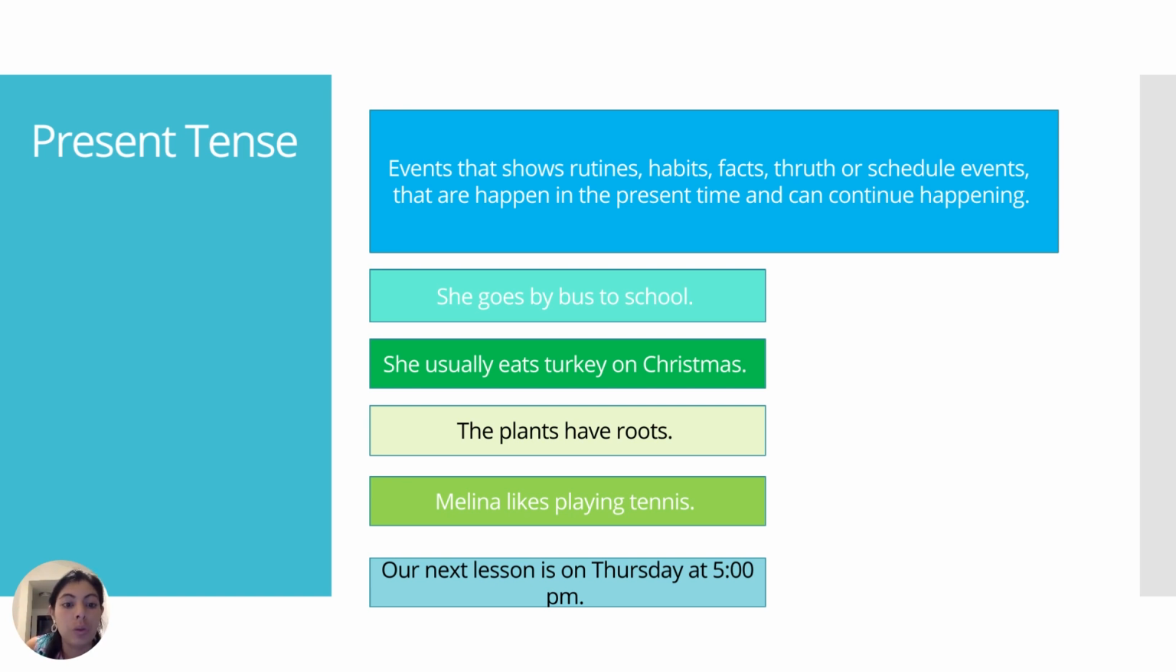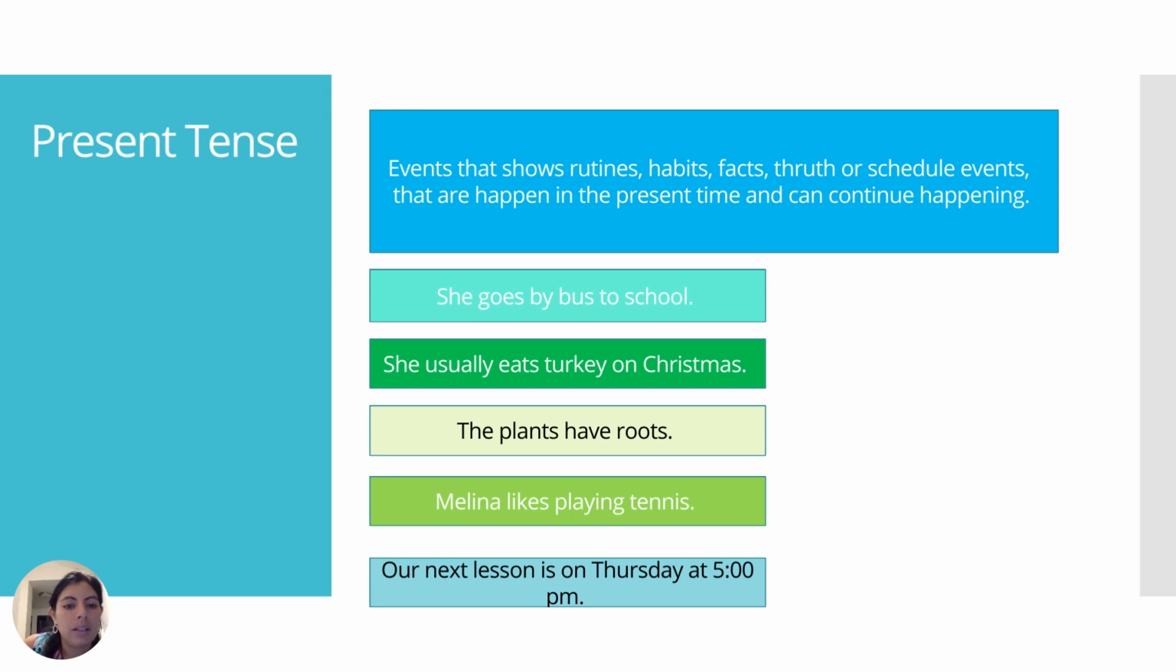Then we have something else that is a truth. The plants have roots. It is something that there's no discussion about. We know that all the plants have roots because they need the roots to grow, to eat, to drink water, etc. So all the plants have roots. This is something that is truth, and we cannot say that it is not going to happen.